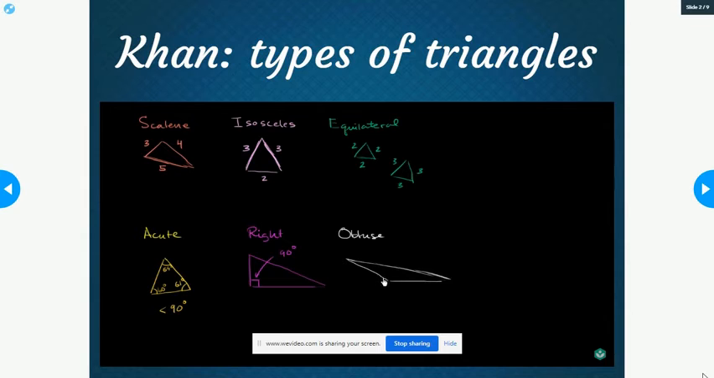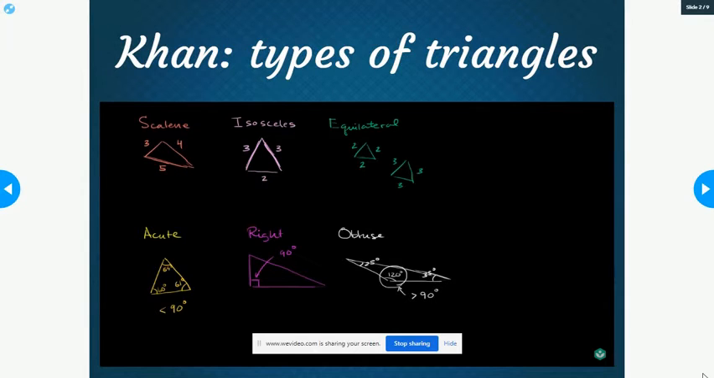Maybe this is 120 degrees. And then let's see, let me make sure that this would make sense. Maybe this is 25 degrees, and maybe that is 35 degrees. Notice they still add up to 180. 25 plus 35 is 60, plus 120 is 180 degrees. But the important point here is that we have an angle that is greater than 90 degrees.